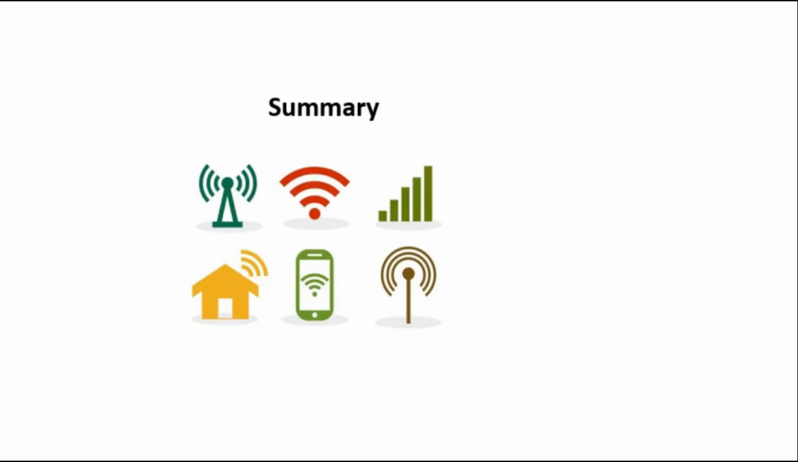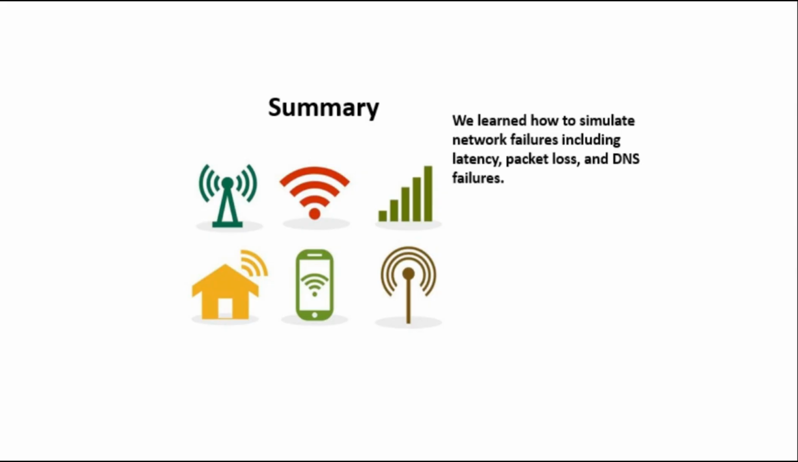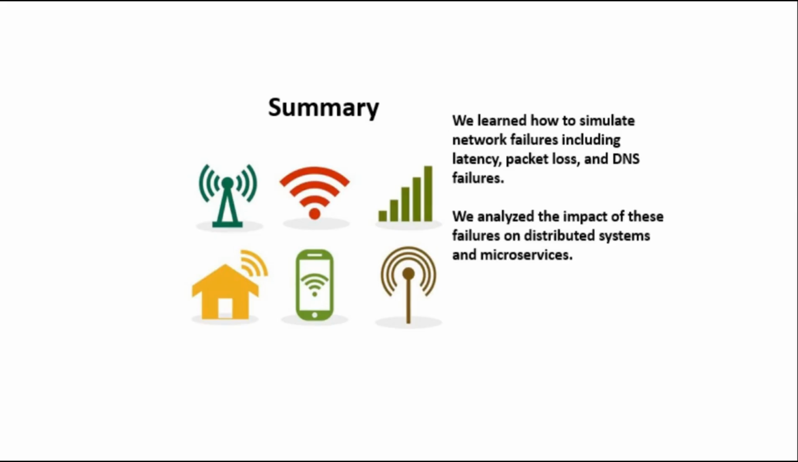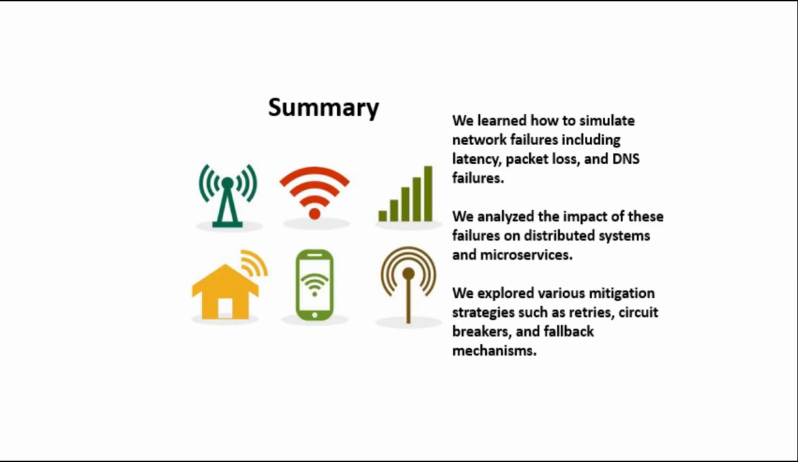To recap, we covered network latency, packet loss, and DNS failures, analyzed their impact, and discussed strategies to mitigate them. We learned how to simulate network failures including latency, packet loss, and DNS failures. We analyzed the impact of these failures on distributed systems and microservices. We explored various mitigation strategies such as retries, circuit breakers, and fallback mechanisms.